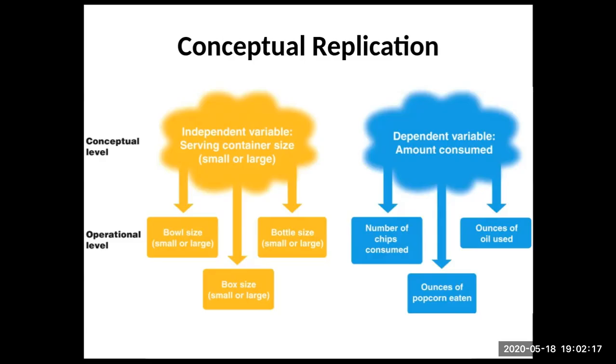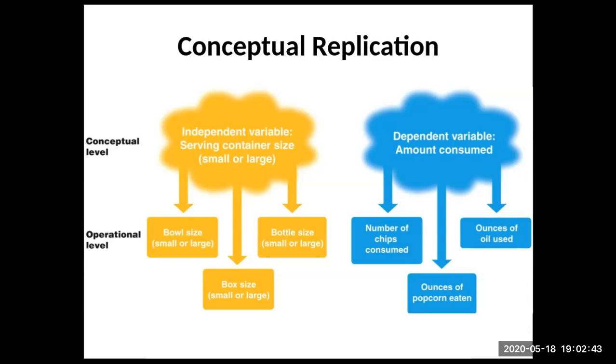If you remember back from chapter 10, we talked about having that pasta in a bowl, medium or large, in this case, small or large. It could be popcorn in a box, small or large, or it could be something in some drink or some oil or something in a bottle, small or large. But either way, no matter which one of these you do, you're still replicating it based on the conceptual definition. Dependent variable is still the amount consumed.